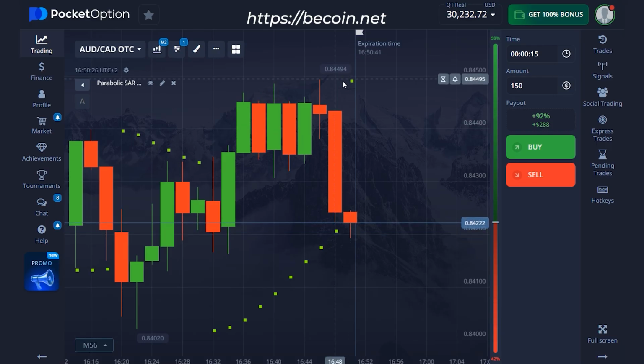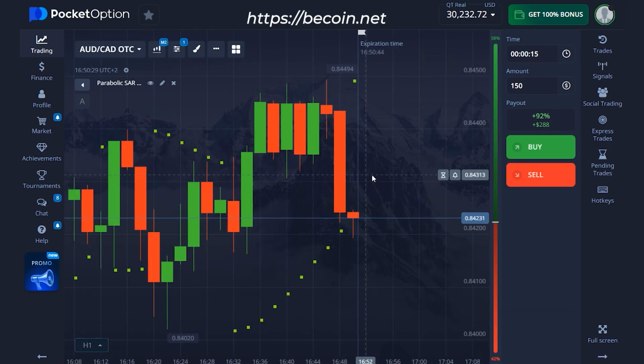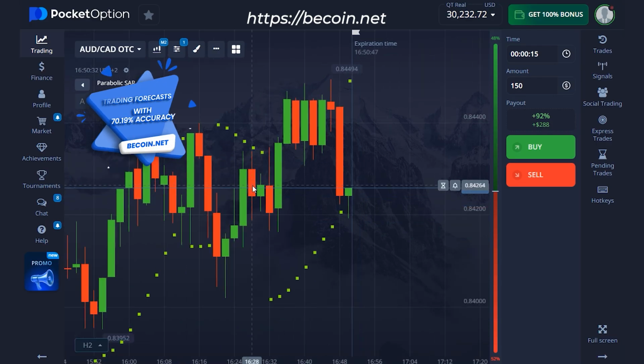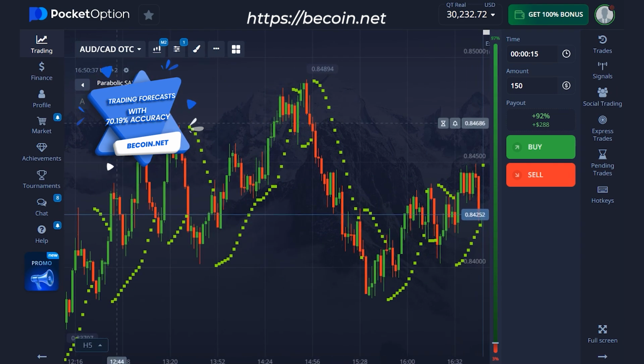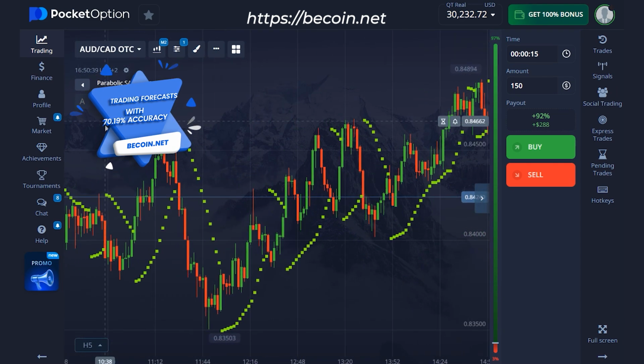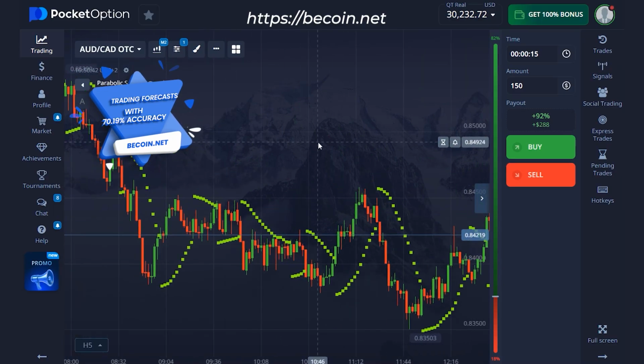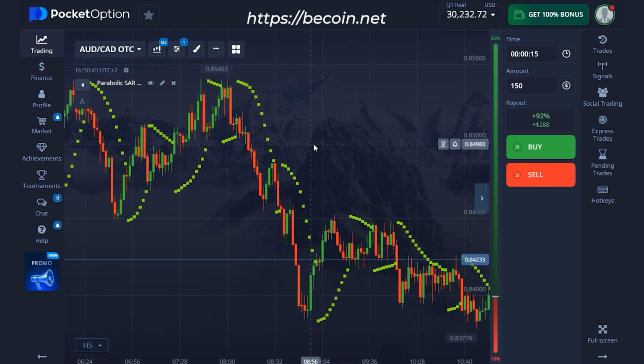Another tip, always pay attention to market context. For example, if the price is stuck in a flat range, moving sideways, the SAR can jump from top to bottom very often. That's why it works best when the market has at least some movement or a visible trend.